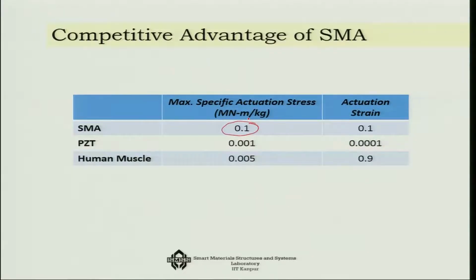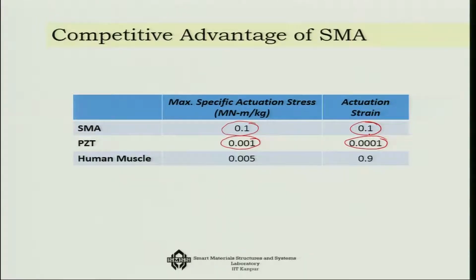Now, let us see what is the competitive advantage of this shape memory alloy. If you look at it, maximum specific actuation stress wise, SMA can give you something like 0.1 meganewton meter per kg, and the actuation strain is about 0.1. On the other hand, if you look at PZT, it is actually 1/1000th of this capacity of the SMA, and actuation strain wise it is very low.